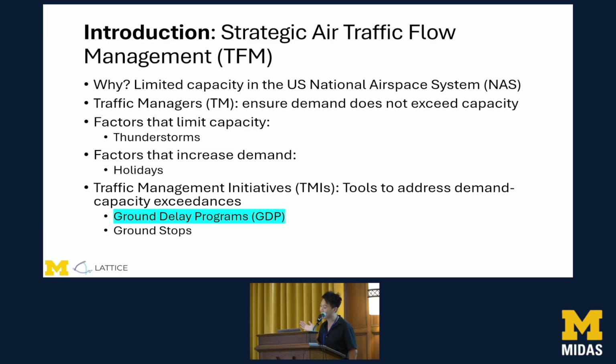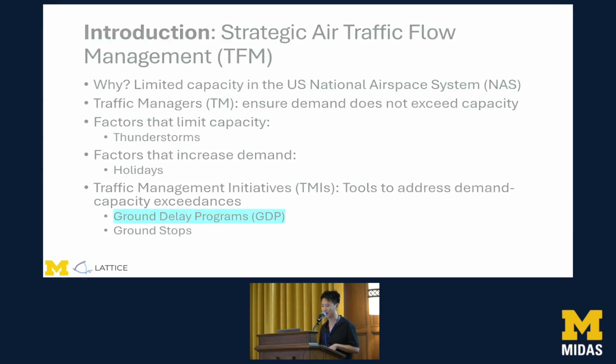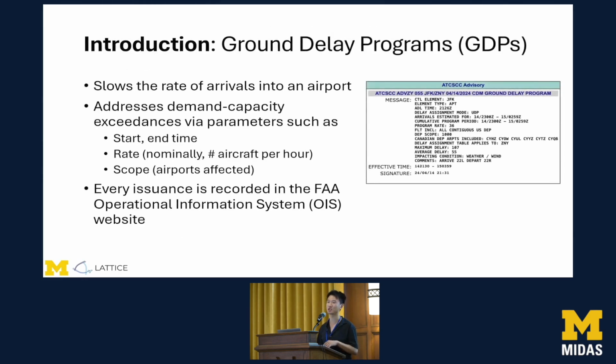So the name of the game for a lot of this traffic flow management is, can I predict my capacity constraint well enough to shift delays into a less costly place in my system? That's the whole name of the game. Very confusingly, we call these GDPs, ground delay programs, and it's essentially a way to slow the rate of arrivals into a particular airport.